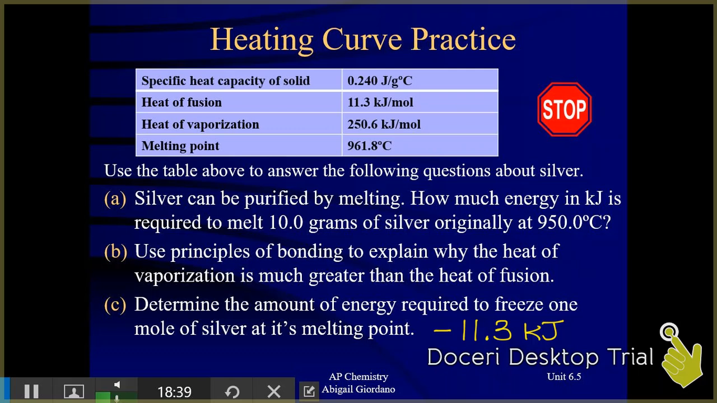kilojoules. The heat of fusion given in that table is the amount of heat required to melt 1 mole of silver. We're going the other way. The heat that will be released when I freeze 1 mole of silver, it's the same number, but now it's negative. And it's up to me to put that negative sign in there, for me to show the graders that I know that the freezing process is an exothermic process.